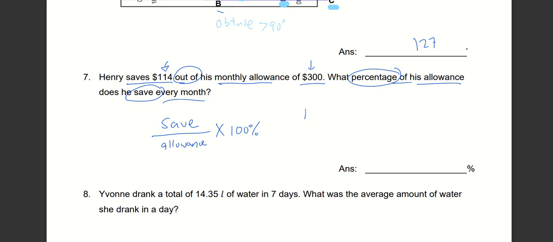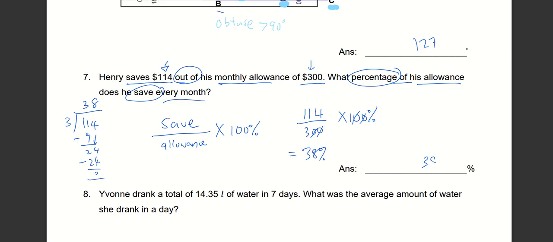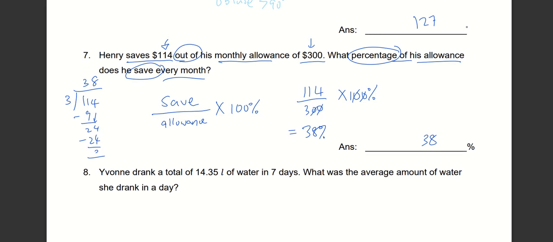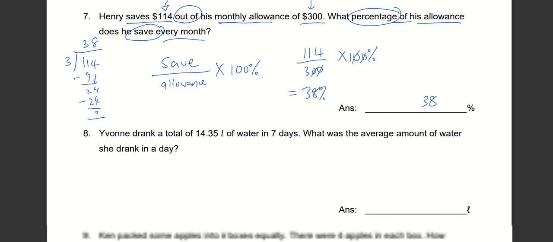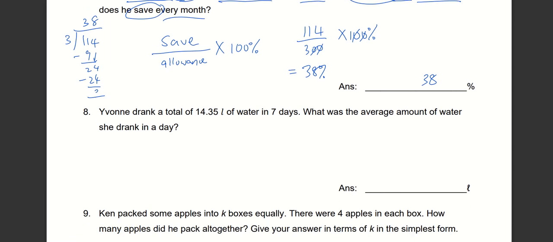So I have 114, that's the saved amount, over the $300, that is the monthly allowance, multiplied by 100%. The numbers are quite friendly here. I can cancel out the zeros, and then I do 114 divided by 3, and that gives me 38. So 38%. Henry saves 38% of his monthly allowance. Okay, moving on to question 8.